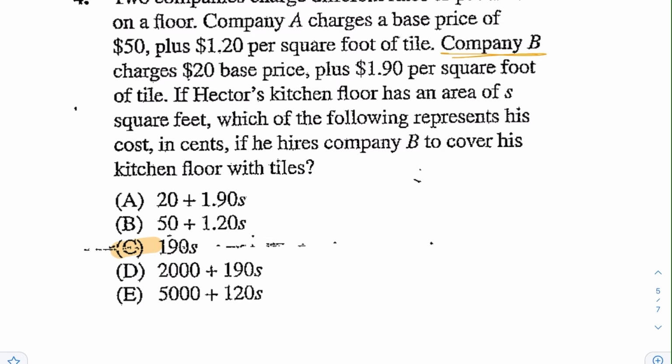So for Company B, $20, so cover $20. Now you're gonna add $1.90 per square foot. Now this area is S square feet, so you'll have to add $1.90 times S. So this is actually choice A. So again, just type on the answer key there.